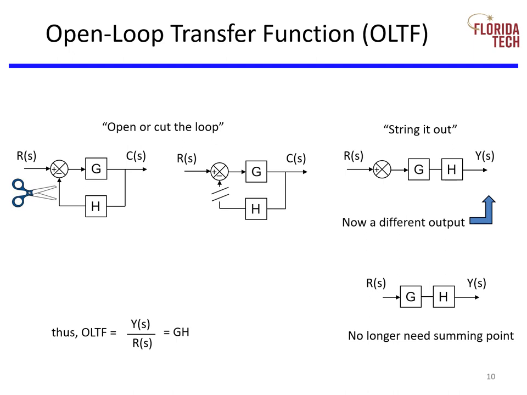Previously, we defined the open loop transfer function as g times h. So how did we get that? To help visualize how, imagine taking scissors and cutting or opening the loop just prior to the summing point. If you then grab the loose end and string it out, you can see the open loop system is g times h. So you would need to change the name of the output since it's no longer a controlled output, renaming it to something like y. And then you can also drop the summing point since nothing is added.